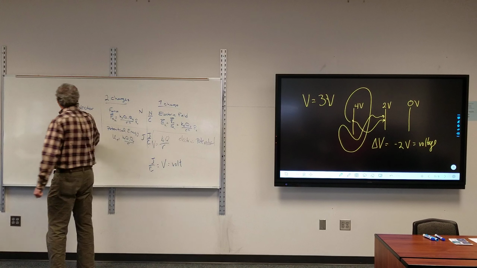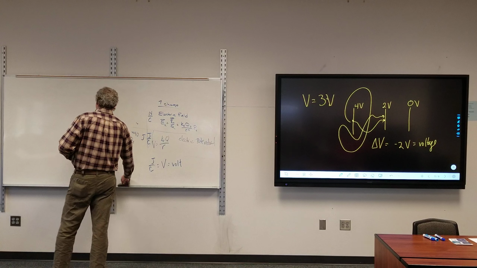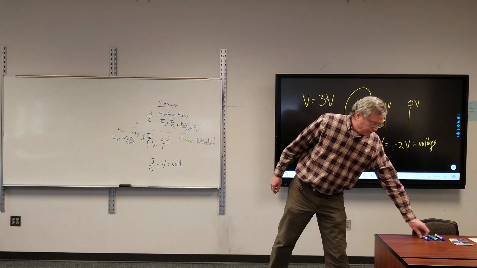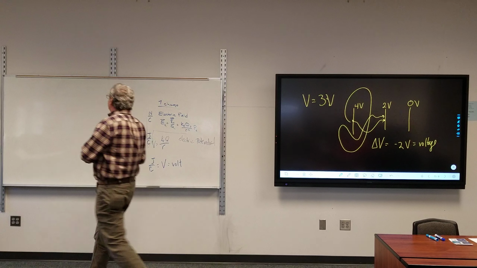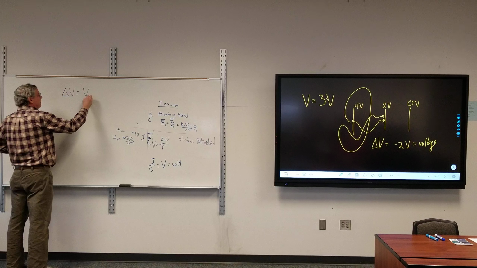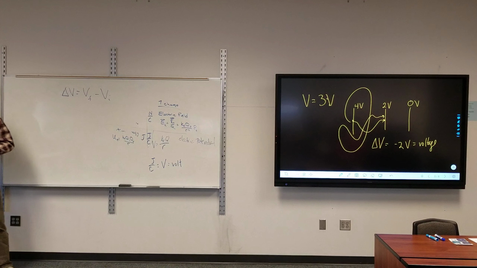They make an assumption that I don't want you to make. I know that the change in potential, delta V, is going to be V final minus V initial, because it's change. Change is always final minus initial.